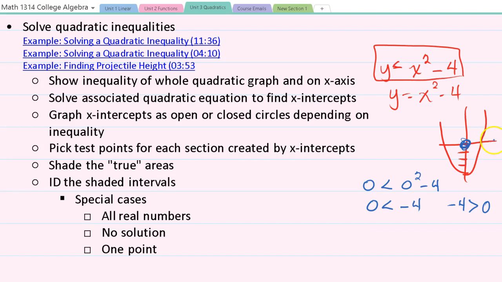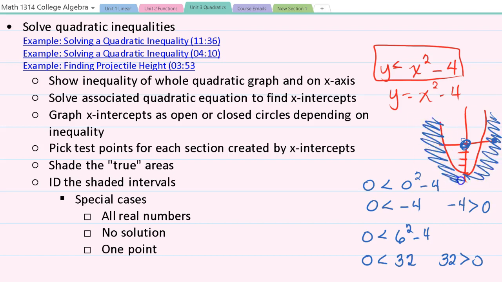Now let's pick a point outside of the parabola, such as the point (6, 0), and see if it works. Is 0 less than 6 squared minus 4, or 0 less than 32? This is the same as 32 greater than 0, which is true. So we need to shade all the outside points.